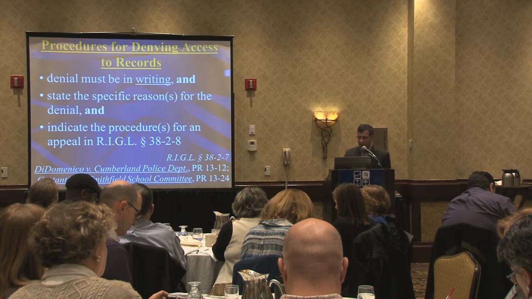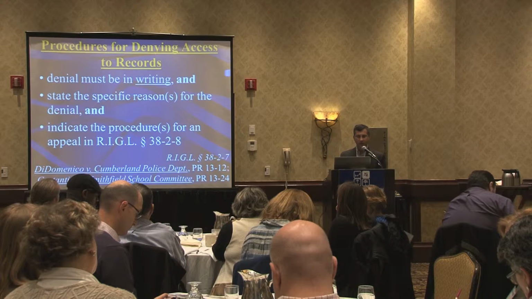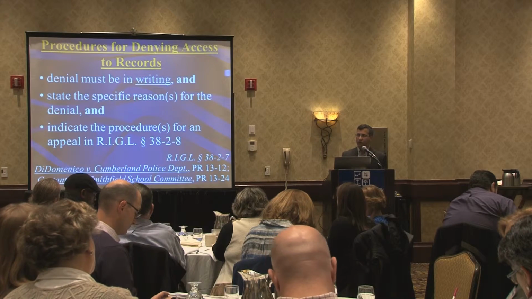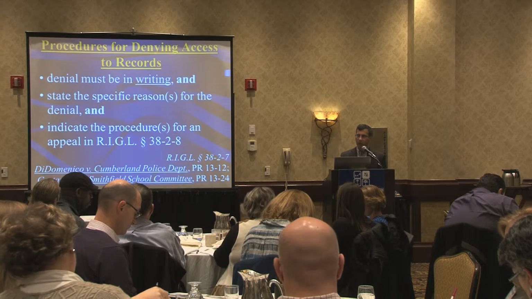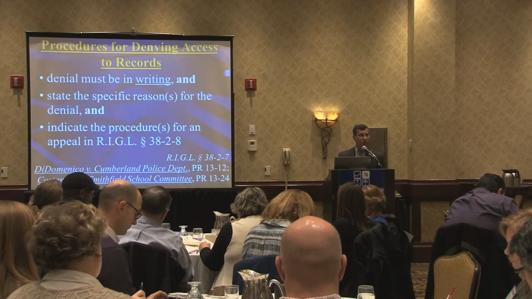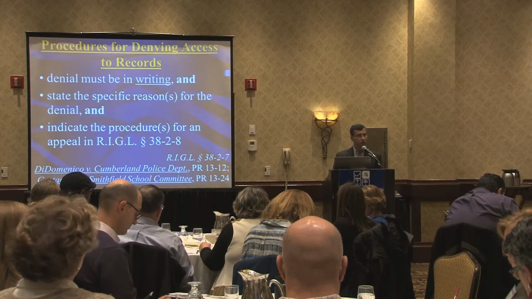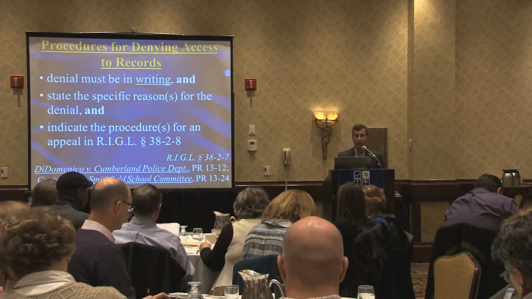And then we'll go through these pretty quickly, but the denial has to be in writing, state the specific reason for the denial, and indicate the procedure for an appeal, which is to file a complaint with the AG's office, to file a lawsuit in Superior Court, or to file an appeal with your chief administrative officer. And there's no requirement that anybody actually fulfill all of those in order. They can go right to Superior Court, right to the AG's office, whatever they might choose.